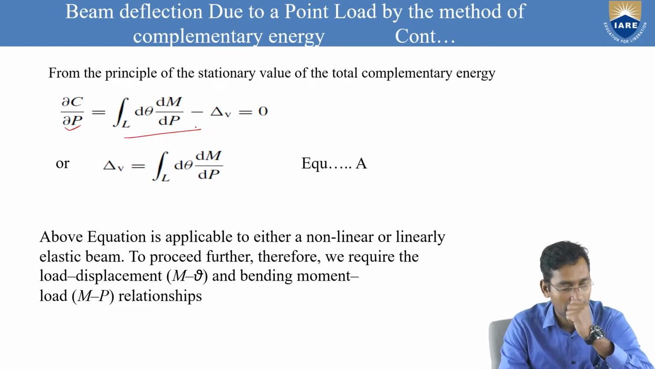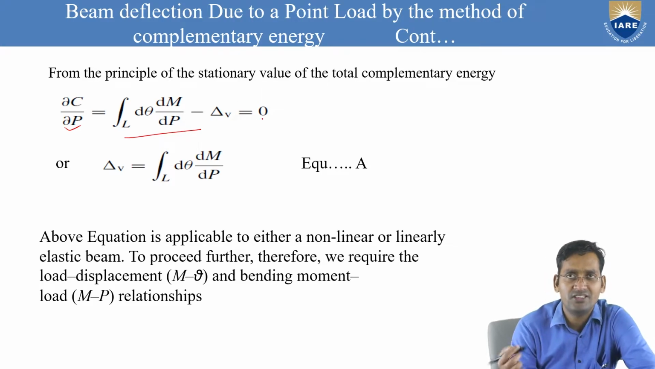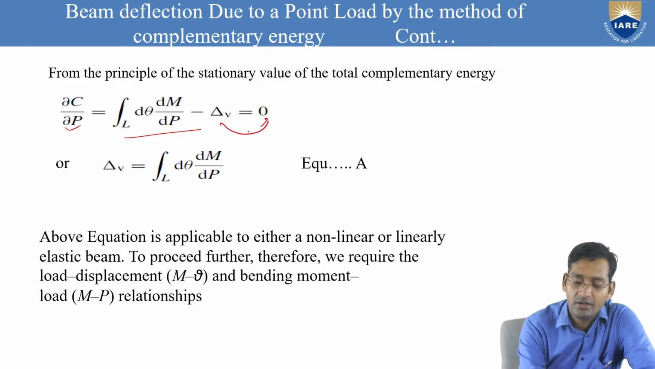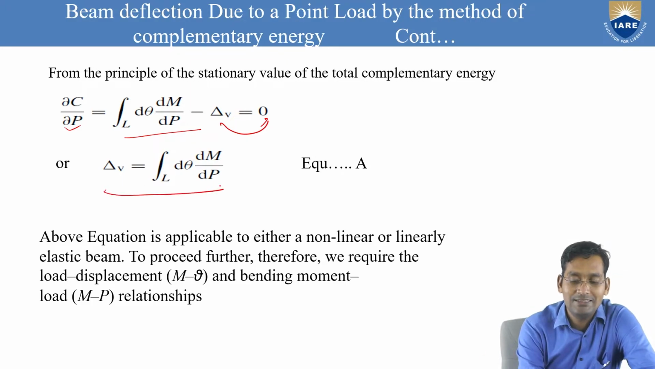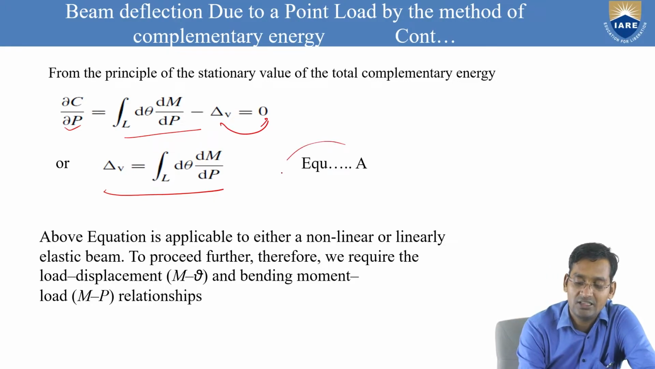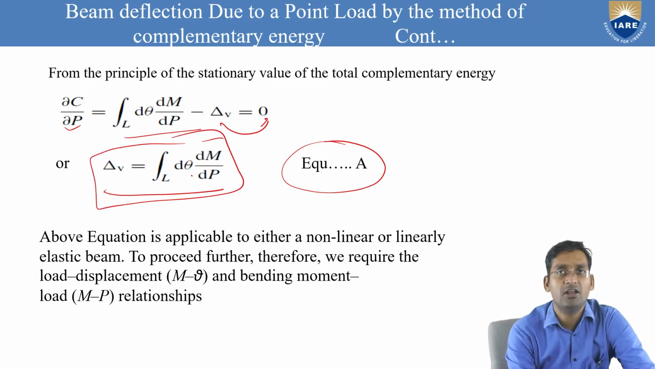Now for equilibrium, this equals 0, just as we did in the previous 4 derivations. Take this delta V to this side. After that, delta V equals the integral over L of d theta dm by dP. Just consider this as equation 1, because this equation is very important. Here we will find the d theta value and the dm by dP value, and then we will integrate for the entire span, that is 0 to m.